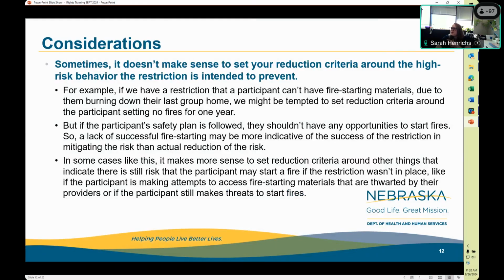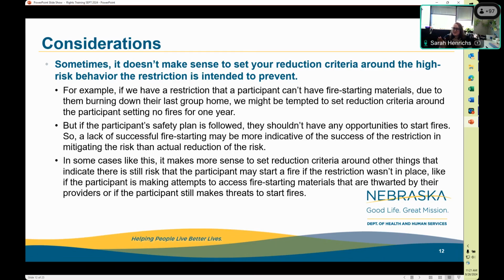And this goes to, I think, Scott's question. So sometimes it doesn't make sense to set your reduction criteria around the specific high risk behavior that the restriction is intended to prevent. So I'm going to go back to my fire starting example. Dawn, I'm sorry, I'm full of bloodthirsty examples again today. She likes to tease me about it.